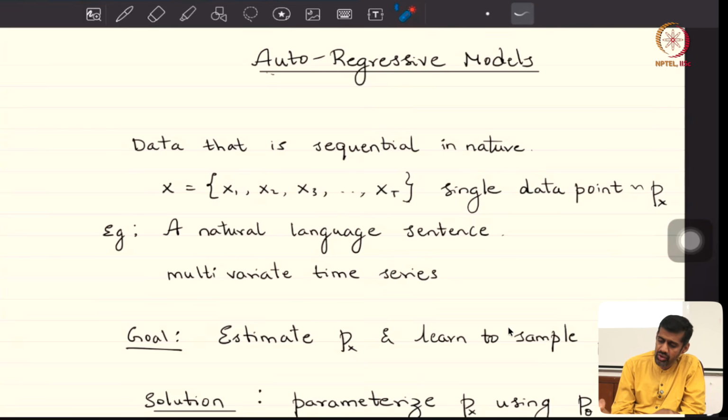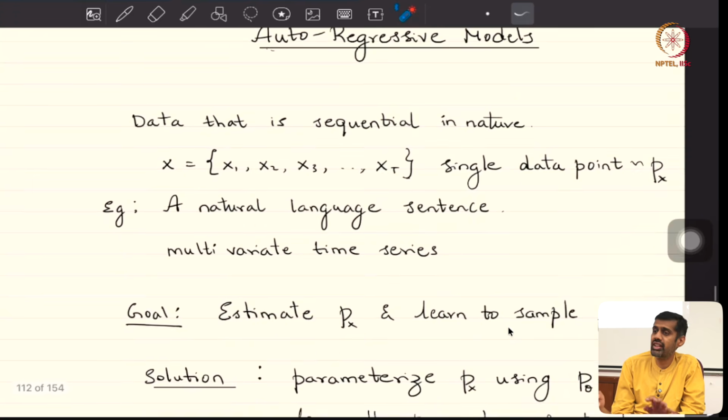So, RL. What is the broad idea of RL? See, RL is a topic which can be taught as a full one semester course, but I will just introduce you to RL as a paradigm. Okay. So, auto-regressive models are defined this way.